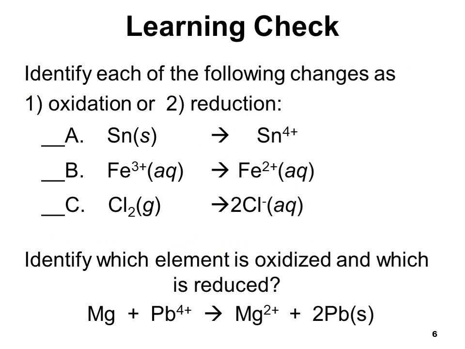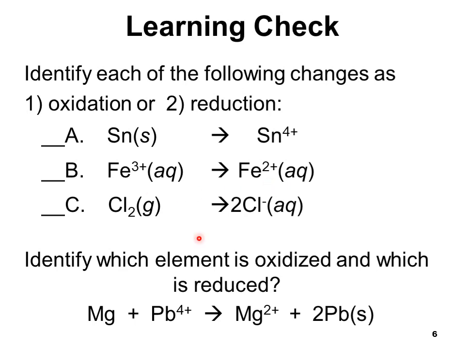All right, so look at each of these half reactions real quick and see if they're an oxidation or reduction. So tin going to tin 4+, it's more positive, so that's an oxidation. Iron 3+ going to iron 2+, it's getting smaller on the number line scale, so it's a reduction.